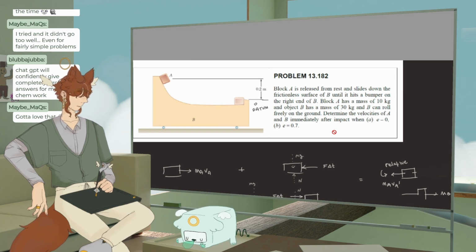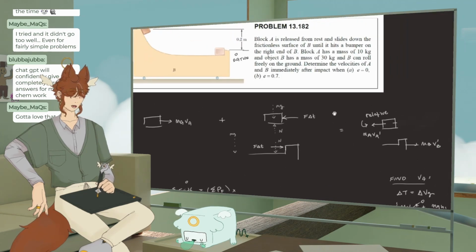ChatGPT will confidently give completely wrong answers for my computational chem work. Dude, ChatGPT, have you seen the one where it tries to solve the crossword puzzle answer? I need a word that's a vegetable backwards but something else forwards, and it's just giving things that aren't even words. It's not good.